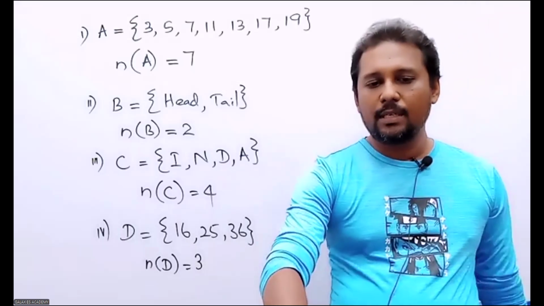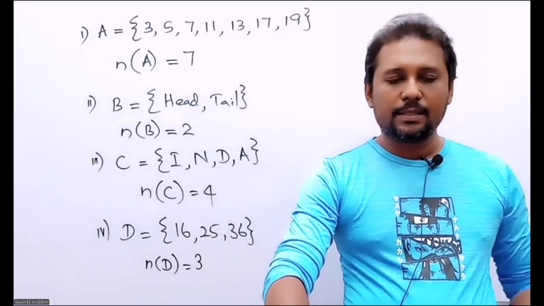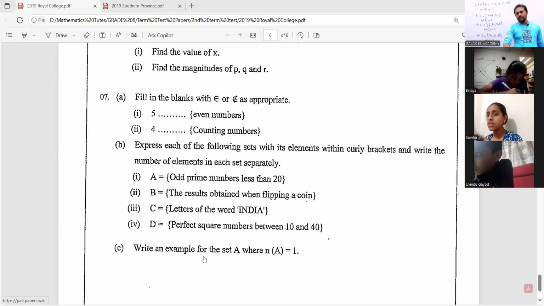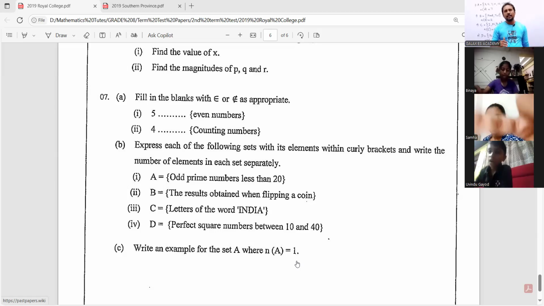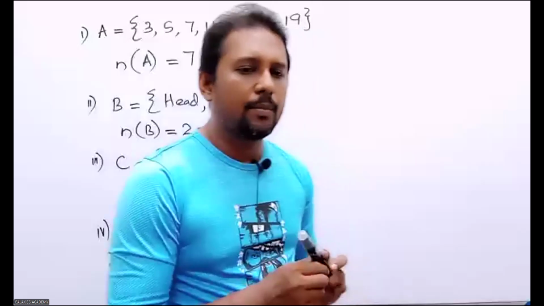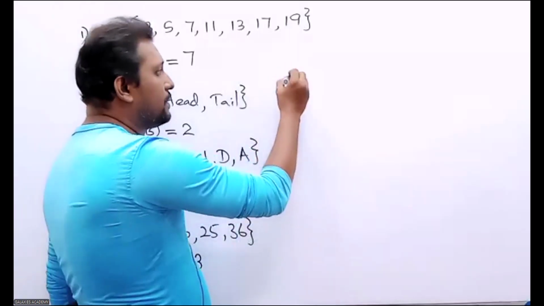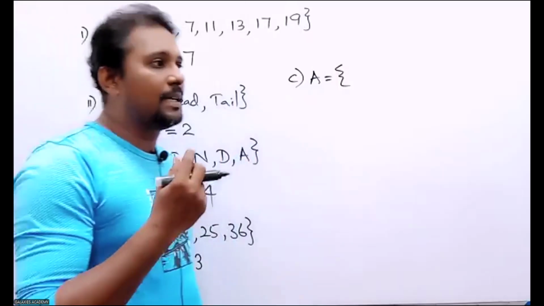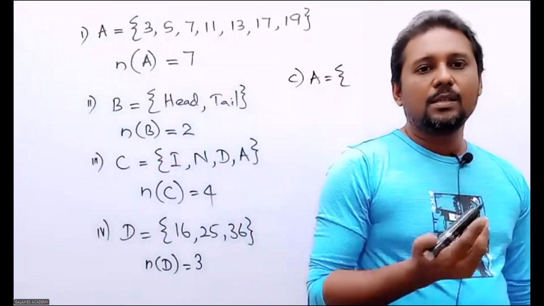Right, then let's go to the last part of the last question. Simple C. Write an example for the set capital A where n(A) equal 1. n(A) equal 1 means the set A should be containing only one element. Right, that means the set has only one element. So we have to write a suitable example for the set. Right, we can write as many as we like. Right, capital A equal, what can we write, a set having one element. Right? I will write like this.